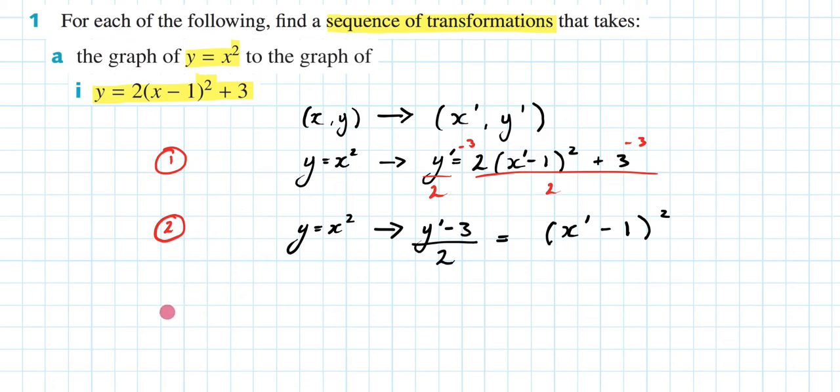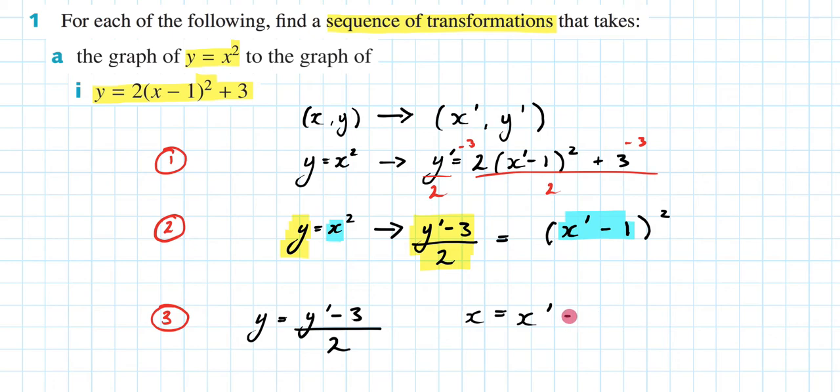Now, my third step. In my third step, what I'm going to do is say that y equals this right here, and I'm going to say that x equals this right here. So, let me get my pen again. I'm going to say that y equals (y dash minus 3) over 2. And x equals what's inside my brackets here. So x equals x dash minus 1.